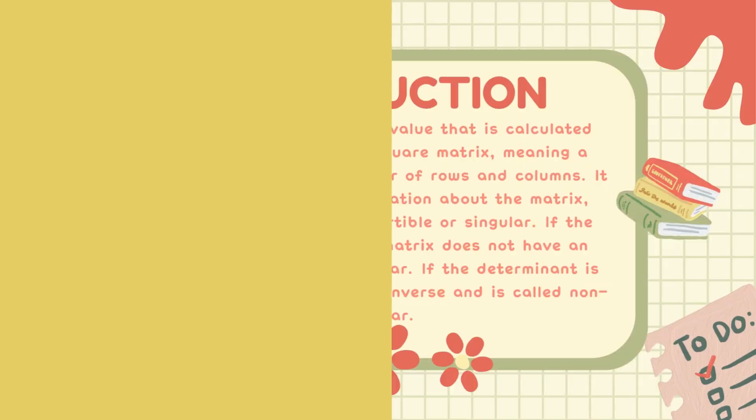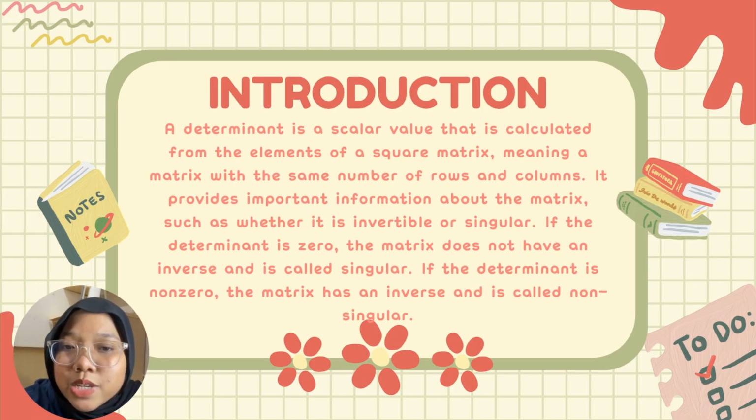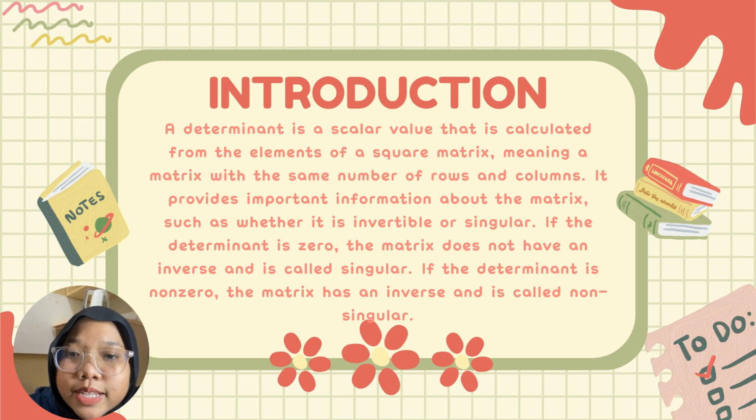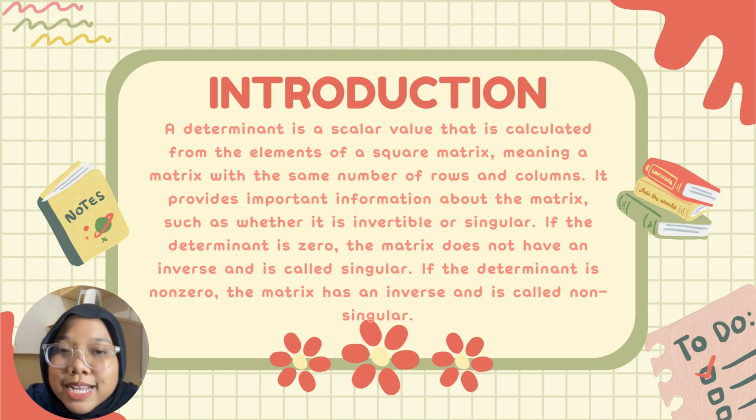Before we start, a determinant is a scalar value that is calculated from the elements of a square matrix, meaning a matrix with the same number of rows and columns. It provides important information about the matrix, such as whether it is invertible or singular. If the determinant is 0, the matrix doesn't have an inverse and it's called singular. If the determinant is non-zero, the matrix has an inverse and it's called non-singular.